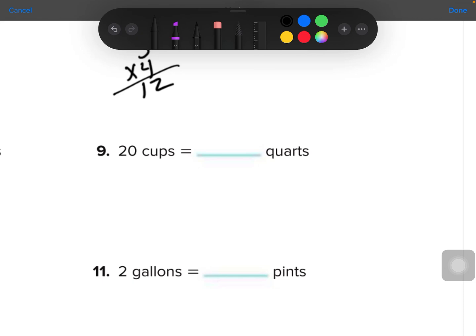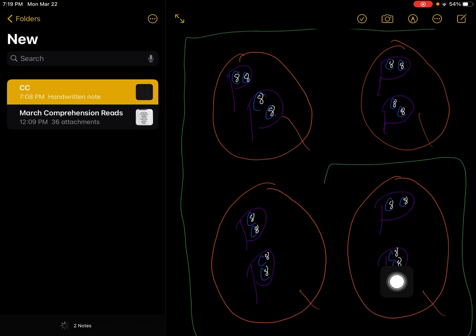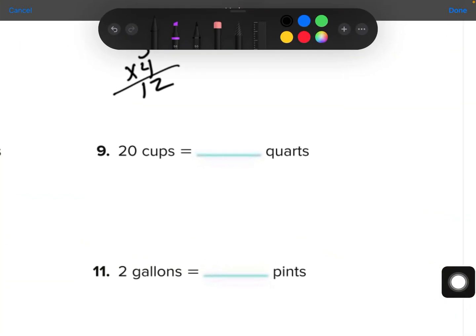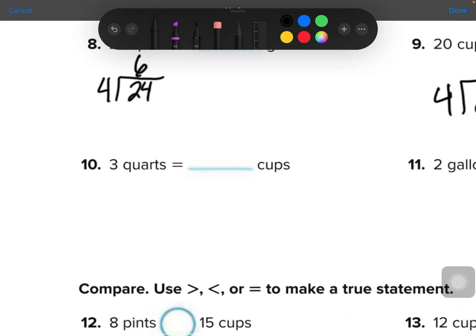Number 9, 20 cups equals how many quarts? Okay, so here's my cups, and this is a quart. Every quart has 1, 2, 3, 4 cups. Every quart has 4 cups. So if I take 20 divided by 4, because that's how many cups it takes to equal a quart, that will go into 5 times. So I will have 5 quarts.